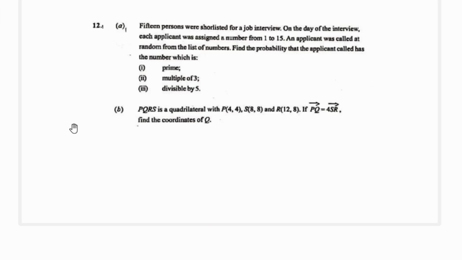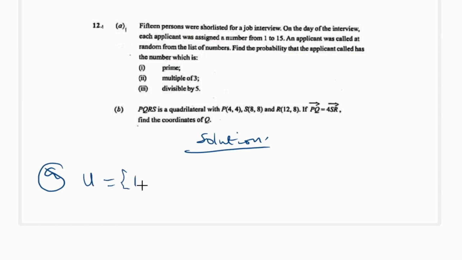Right, so this is pretty simple. Let's work it out. Let me call the number given to the people as the U, and the numbers are 1 to 15. So we have 1, 2, 3, 4, up to 15. Yeah, the number of members in this set is 15.